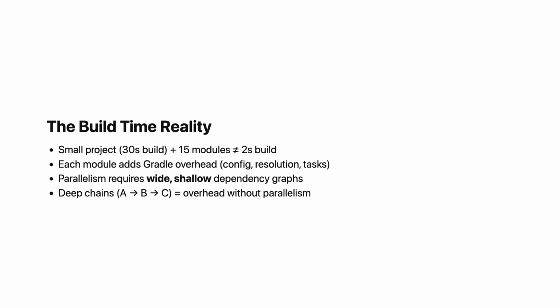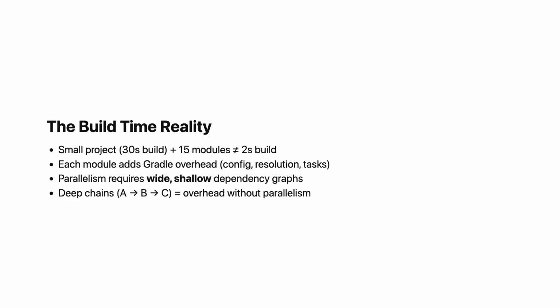Second, your dependency graph matters enormously. If module A depends on module B, which depends on module C, they cannot build in parallel. They form a chain. Parallelism comes from breadth, not depth. The ideal module graph is wide and shallow. Deep dependency chains give you the overhead of modules without the parallelism benefit.